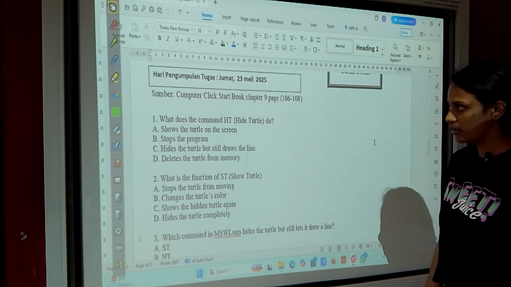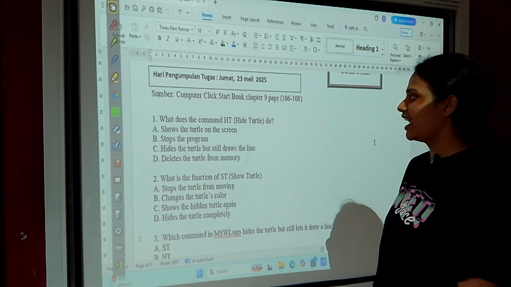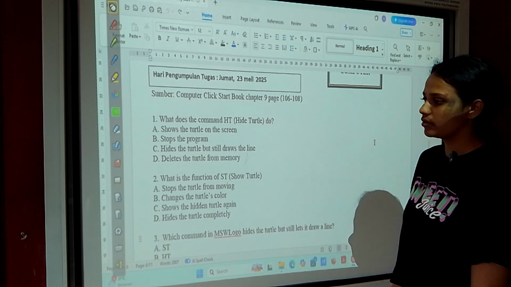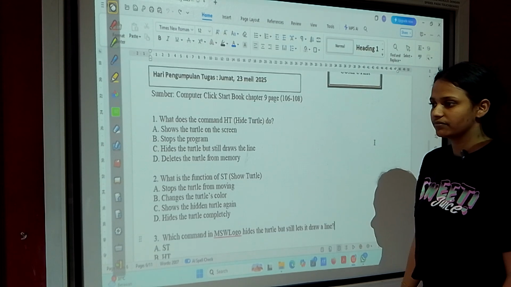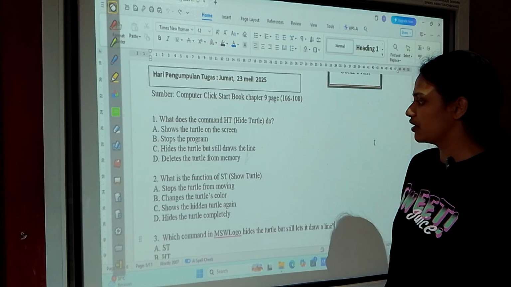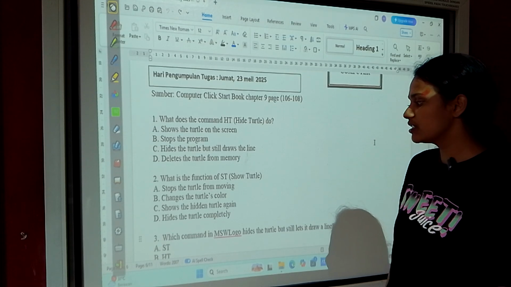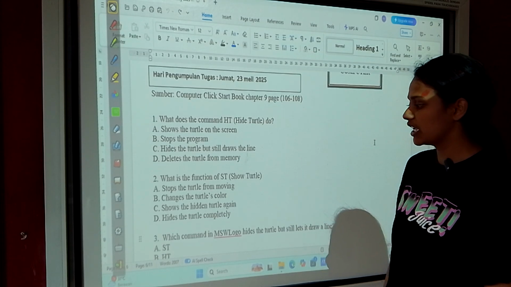Computer. What does the command HT or hide turtle do? Hides the turtle but still draws lines. What is the function of ST or show turtle? Shows the hidden turtle again.